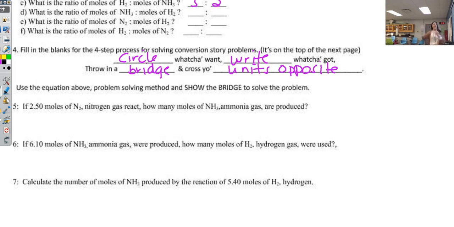Okay, yes. Okay, but it is moles of NH3. So it's moles of NH3. You do want the whole thing. Okay, you want moles of NH3. Write what you've got on the count of 3. What number are they telling us? 1, 2, 3.